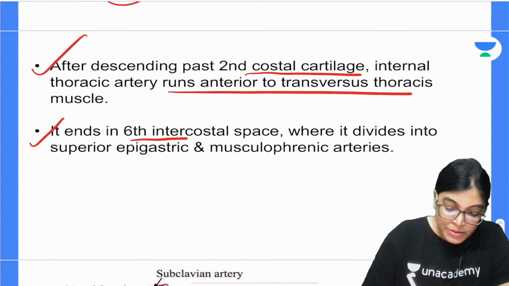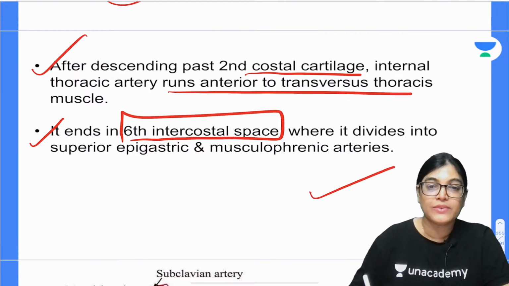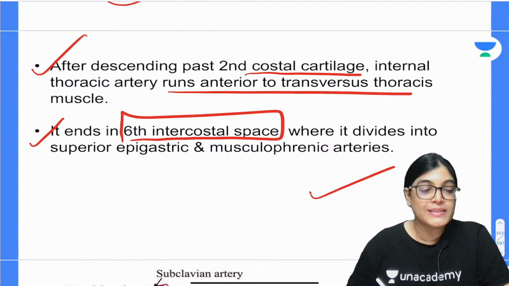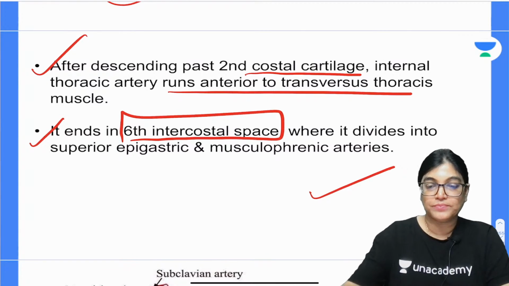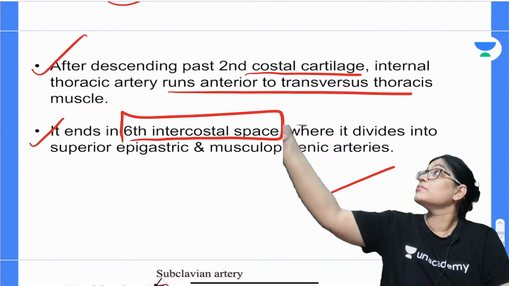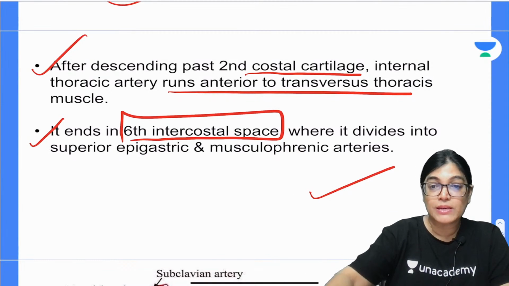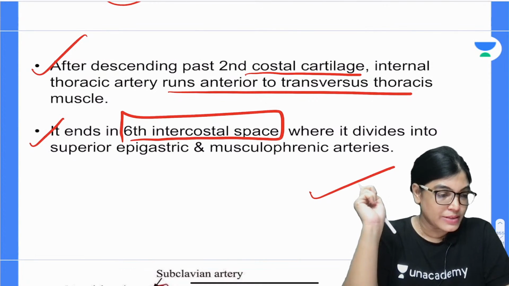And the termination is occurring in the sixth intercostal space, which was given as an option, and it divides into two of its terminal branches. One is superior epigastric and the other is musculophrenic artery. So, superior epigastric and musculophrenic artery, these are the two terminal branches.